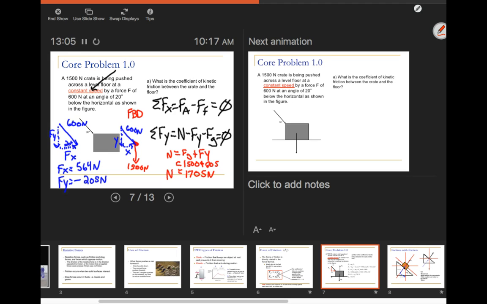So now that we know the normal force, we can solve our problem, because our problem can be solved with this. The force of friction equals mu F_N. If we're looking for the coefficient of friction, then we know from this equation, now we go to this equation, and we know that the force applied equals the force of friction, and the force applied equals our x component, 564.